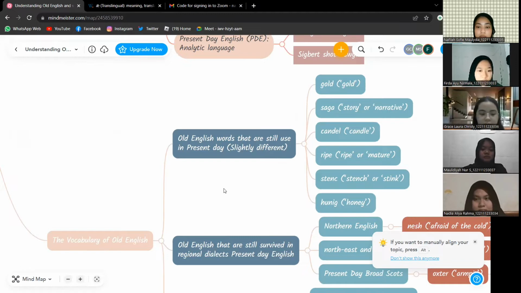saga, which means story or narrative. And then there's candle, which means candle. And then there's ripe, which means ripe or mature. And then there's stank, which means stench or stink. And then there's honey, which means honey.